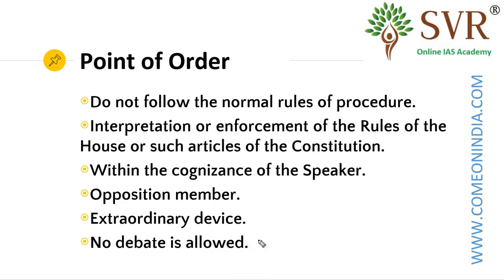So far we have discussed motions and various types of motions. After motions, the most important parliamentary proceeding device is the point of order. This point of order can be raised in the House of Parliament by a member whenever the member feels that the parliamentary proceedings do not follow the regular or normal rules of the House. In such scenarios, the point of order can be moved in the House.